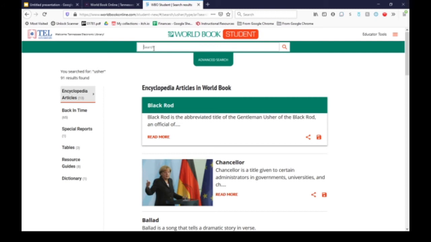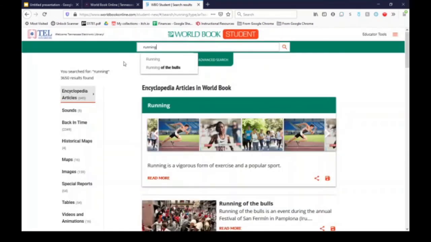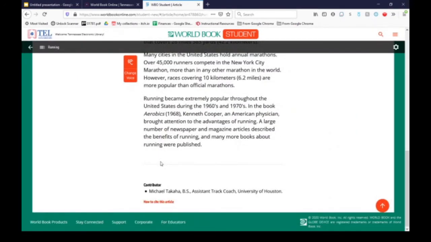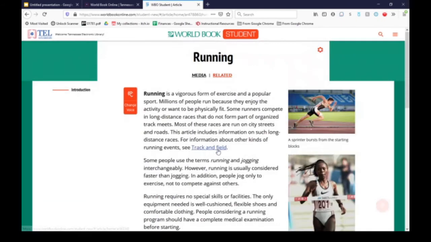But this is still going to have a lot of useful information throughout time and history. Like I said, you can look up running and find out all about different kinds of running. It's a vigorous form of exercise and a sport. That's more information on running than I expected them to have, I'll be honest.